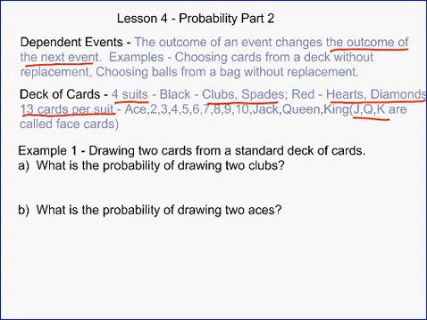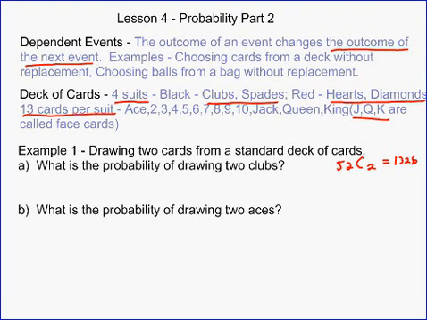So example 1 says you're drawing 2 cards from a standard deck of cards. Now this is different because this is a combination, because we're not putting any order on how these cards are drawn. The total number of possibilities of drawing 2 cards is choosing 2 cards from the 52-card deck. So the total is just 52 choose 2, which is 52 times 51 divided by 2, which is 1,326. So there are 1,326 ways of drawing 2 cards from a deck of cards.